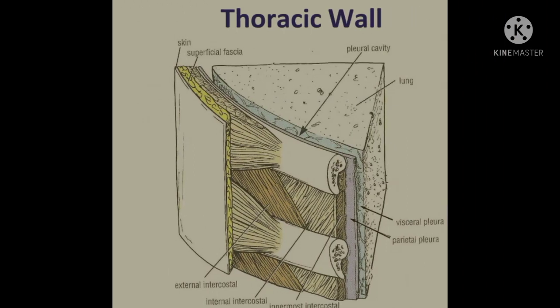So, this is an important anatomy diagram. From inside out, we can observe the lung. Outside the lung, we have the pleura and the pleural cavity. Outside the pleural cavity, we have the ribs, and between the ribs we have three muscles: the innermost intercostal, then the internal intercostal, and then the external intercostal. Also attached to the ribs is the serratus anterior. Outside it we have the superficial fascia and then our skin.